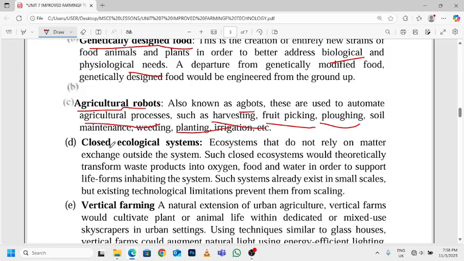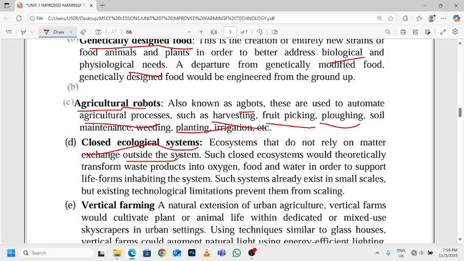Another improved technology is the closed ecological system. These are ecosystems that do not rely on matter exchange outside the system. We are talking about balancing the environment. Talk about the air, the plants, the animals, the water, and the like. How do we balance them?